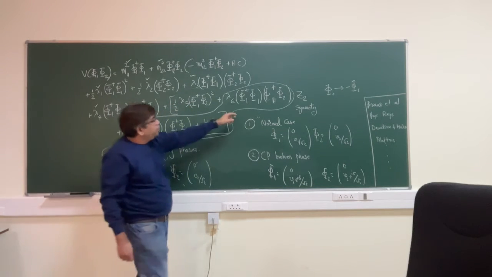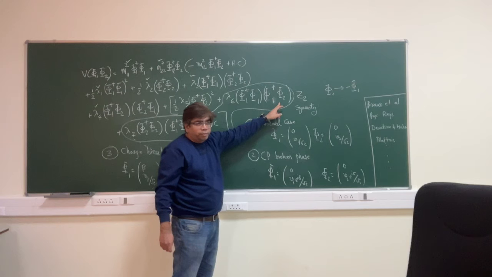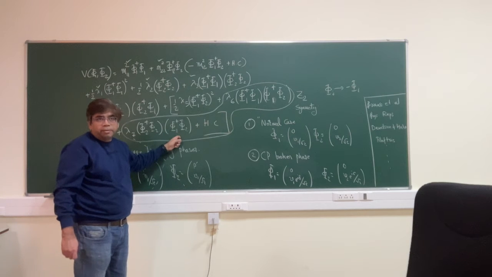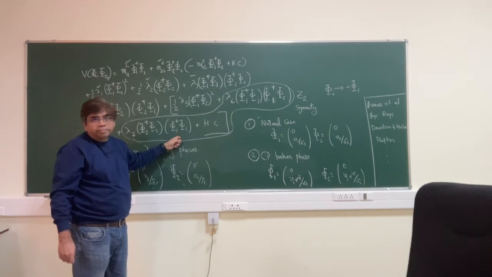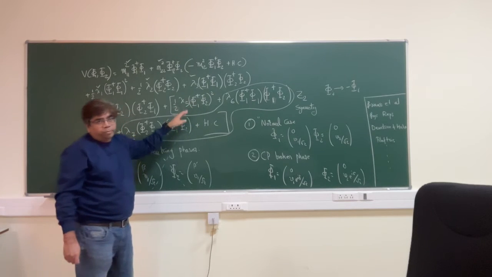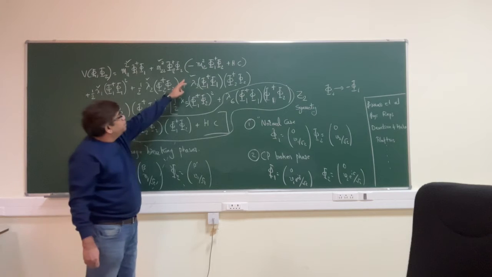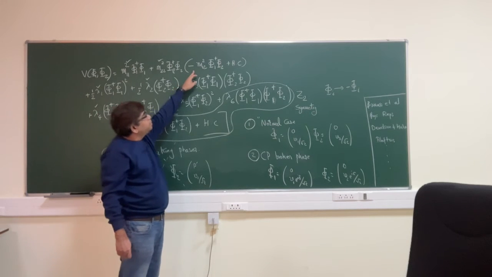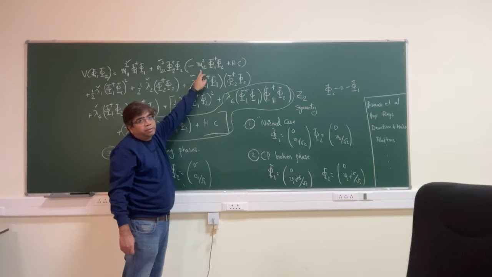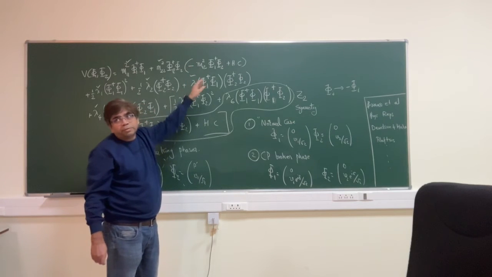This term, you can see why, because it has only a single phi 2. That's the reason why it violates Z2 symmetry. This one has a single phi 1, so it breaks the symmetry. This one has two phi 2s and two phi 1s, so it conserves the Z2 symmetry. Whereas this one breaks the symmetry, but it has a dimension full term, so it's softly breaking the Z2 symmetry.